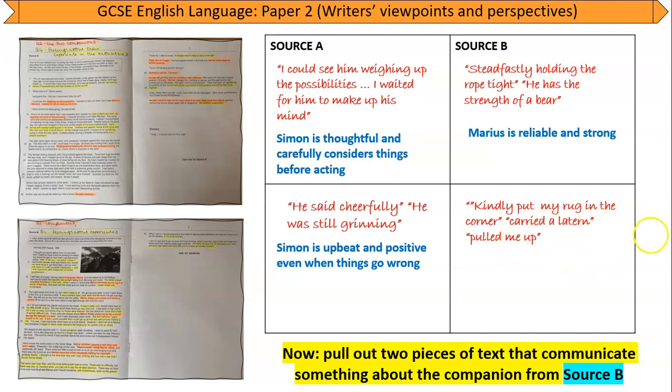I've jumped on these three textual references, these three quotes, and I'm thinking, what do they tell me about Marius? Well, they tell me that he's kind. He's kind and he's helpful. He's clearly doing lots of things for Gertrude, putting her rug down, carrying the lamp, pulling her up the mountain. So I'm going to interpret this and say Marius is a kind and helpful companion. So now my quadrant of evidence and summary is done. I've got my point in blue and my evidence in red.